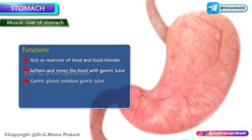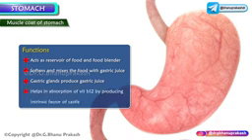And gastric juice, which is produced from the gastric glands, contains enzymes which help the digestion of the food in the stomach. And the stomach helps in the absorption of vitamin B12 by producing the intrinsic factor of Castle. So this is what you need to know about the functions of the stomach.